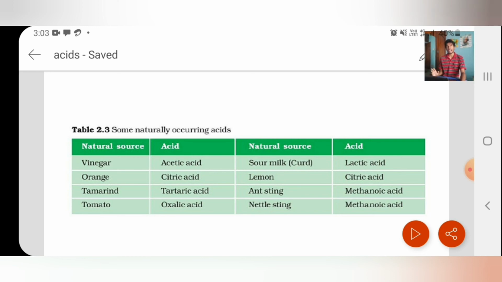Bases, some of the naturally occurring bases we can say, what are the examples of naturally occurring bases? You try it. You give me the answer of this question in the comment box down below.